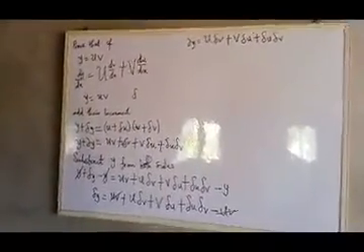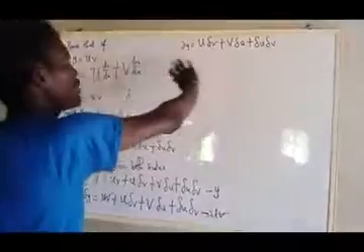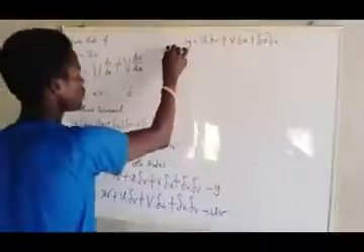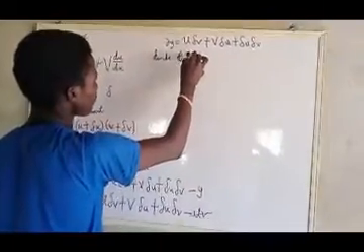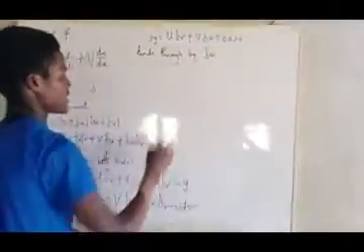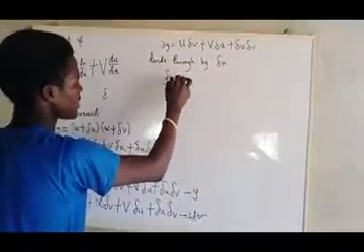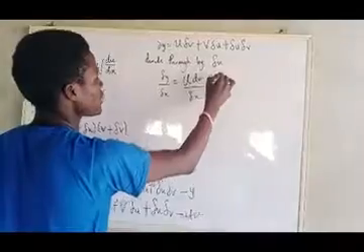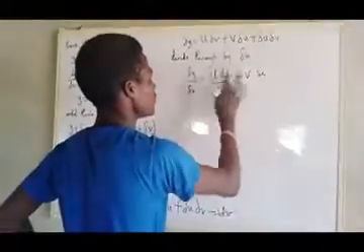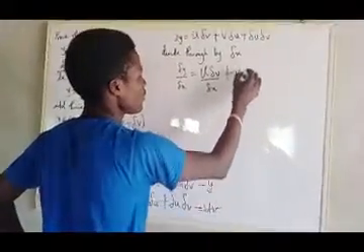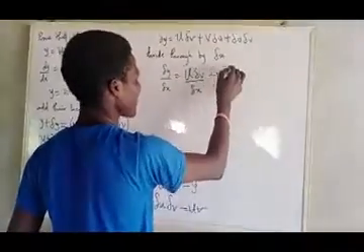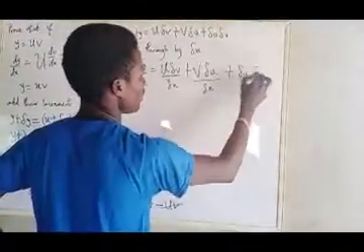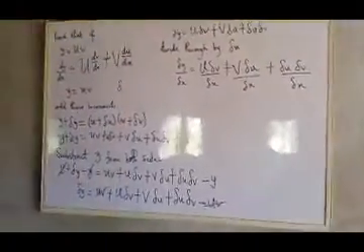Now, the next thing you have to do is divide everything through by delta x. So I get delta y over delta x equals u delta v over delta x plus v delta u over delta x plus delta u delta v over delta x. So do we get the division?